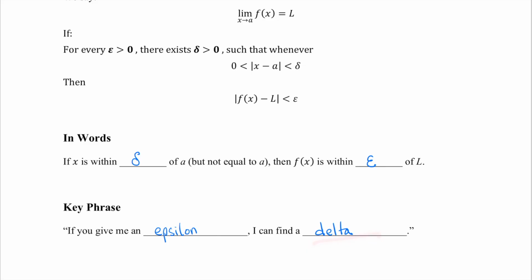If that is true, then the limit exists. The limit exists if whenever x stays close enough to a, f of x stays close enough to L. And we can make that happen no matter how small epsilon is. That is the precise definition of a limit.